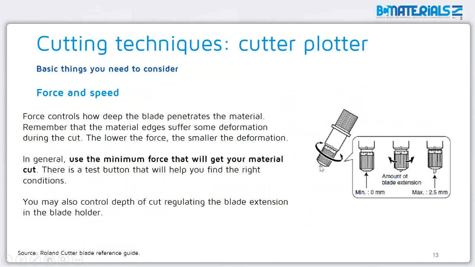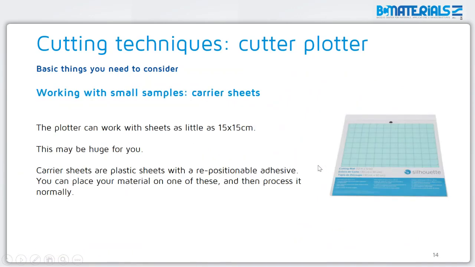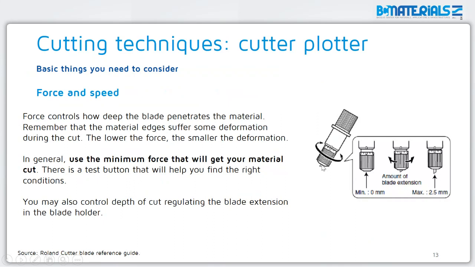And then how do you control the depth of cut? You can control the depth of cut either by controlling the force that you apply, or by letting the blade protrude more or less from the holder. If you look at the holder, it has small marks here. I think each mark corresponds to roughly 100 microns. Normally what I would suggest is that you get all the blade out and then just control the force.